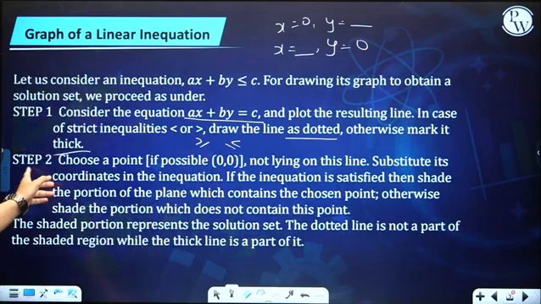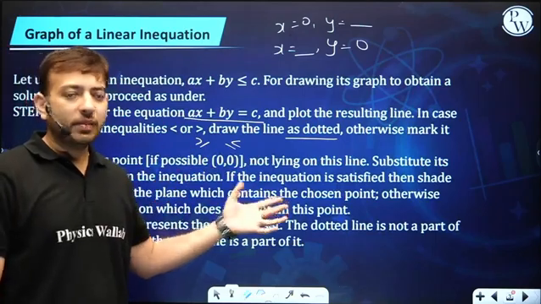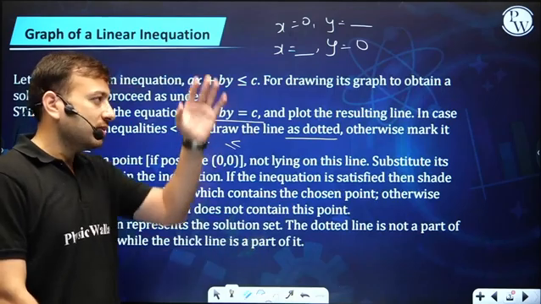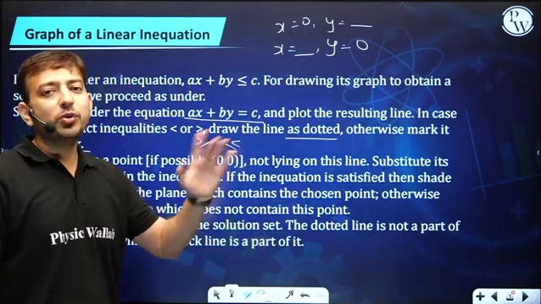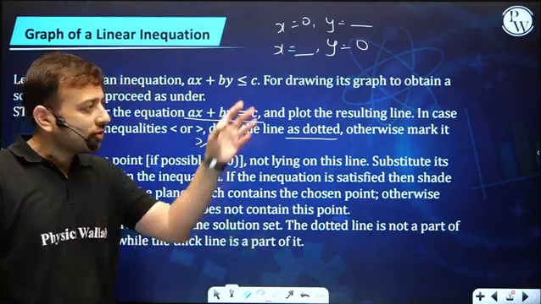Now step 2: choose a point. After drawing the straight line, you will get 2 regions. So take any point from any one of the regions.